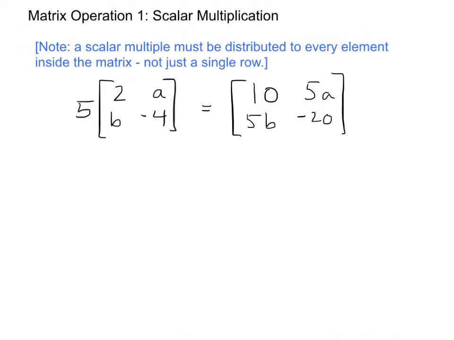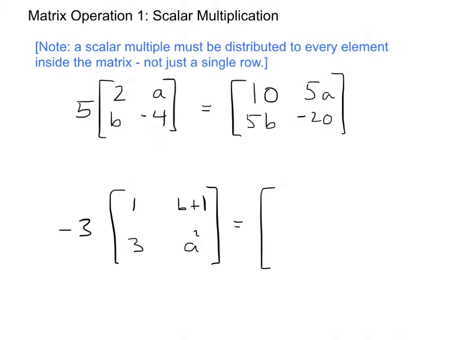Okay? In case you want to try one of those on your own, suppose that you had this. 1, B plus 1, 3, A squared. So pause the video for 10 seconds, write that one down, and then play again to make sure you've got it. Again, really not a big deal. You're just kind of distributing in. This is -3, -3b minus 3, -9, and -3a squared.